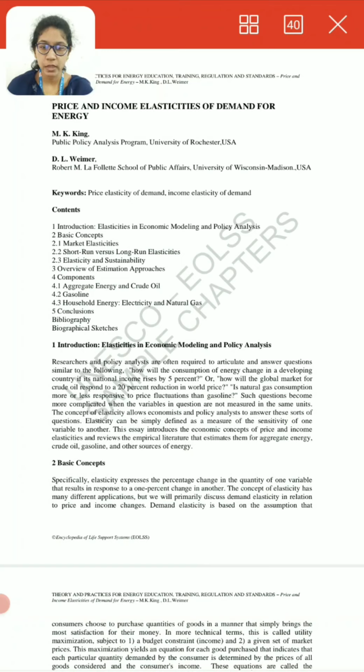Such questions become more complicated when the variables in question are not measured in the same units. Elasticity can be simply defined as a measure of the sensitivity of one variable to another. This introduction covers the economic concepts of price and income elasticities and reviews the empirical literature that estimates them for aggregate energy, crude oil, gas oil, and other sources of energy.